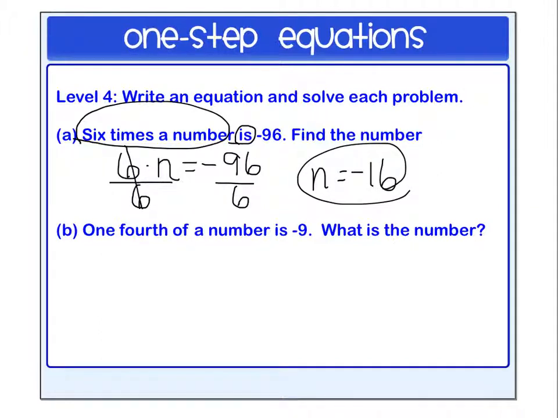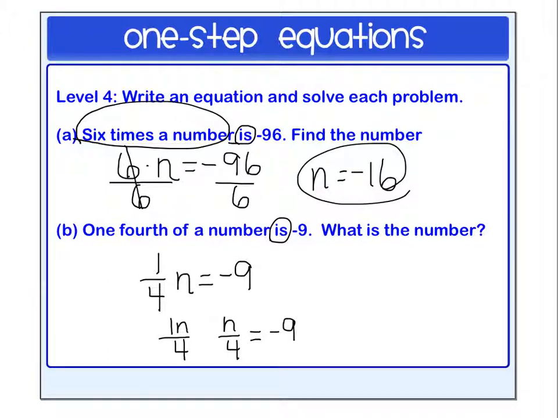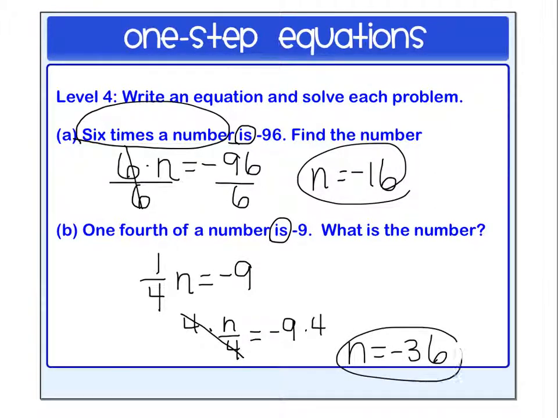On B, we have 1/4 of a number is in math means equals negative 9. When I multiply 1/4 times n, I get 1n over 4, which can also be written as n over 4, equaling negative 9. And when something's connected to our variable by division, we undo that by multiplying. So I'm going to multiply both sides by 4, and we end up getting n equals negative 36.